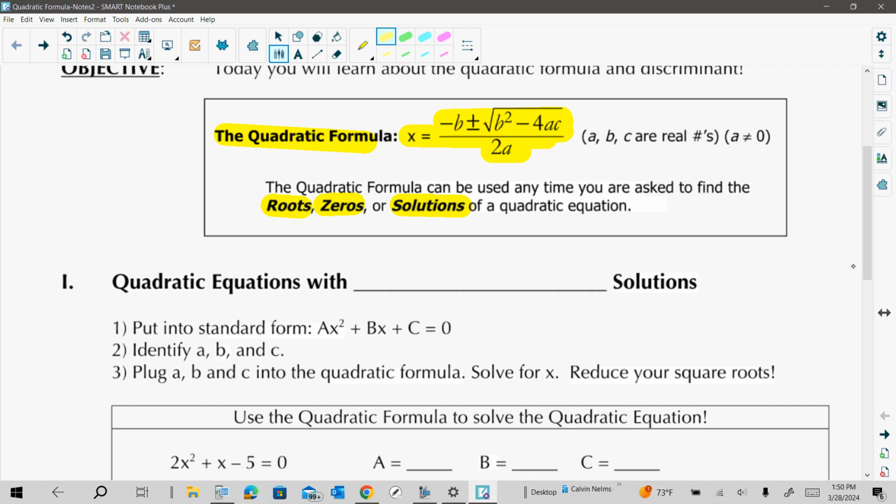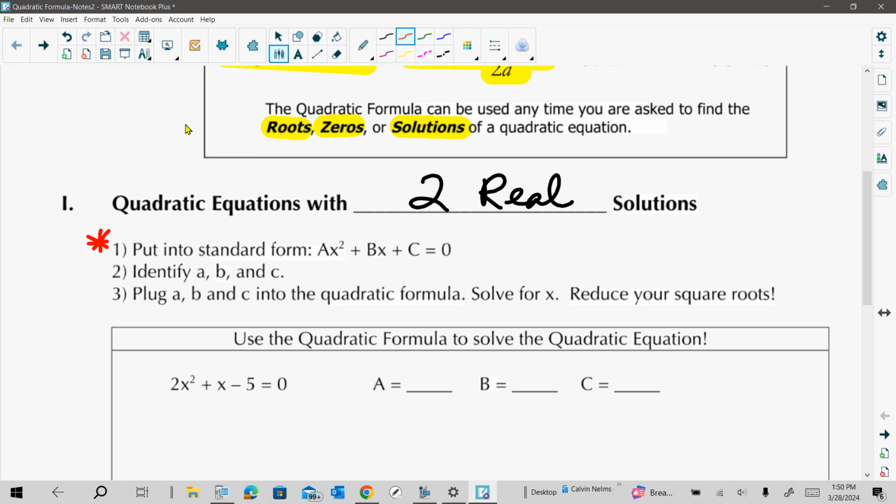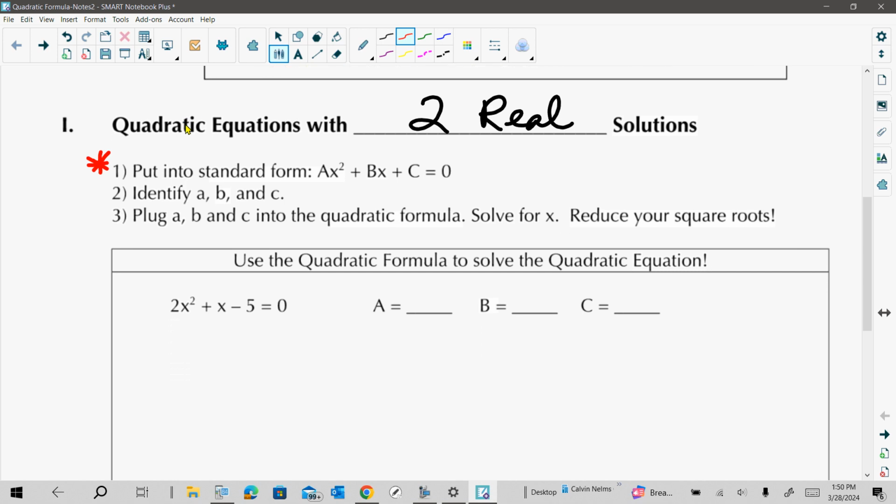So, types of solutions that you can possibly have. With the quadratic equation, you can have two real solutions. And these are the steps that you have to implement to use the formula. In this first example, we're going to do that together.